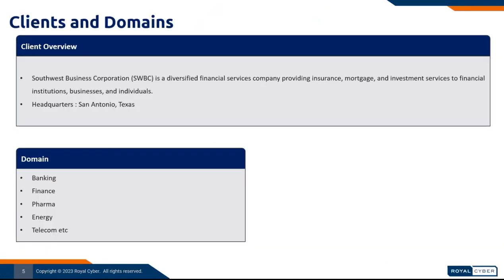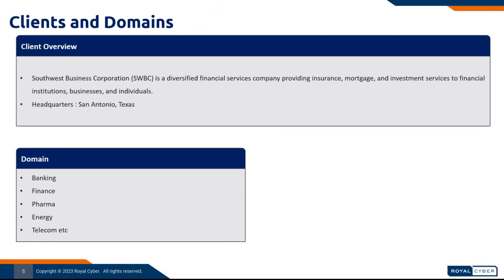So before we start with anything, I would love to share that our first client for Captiva is Southwest Business Corporation, which is a diversified financial service company providing insurance, mortgage, and investment services. They have their headquarters in Texas, and this is one of the areas where Captiva can be used.